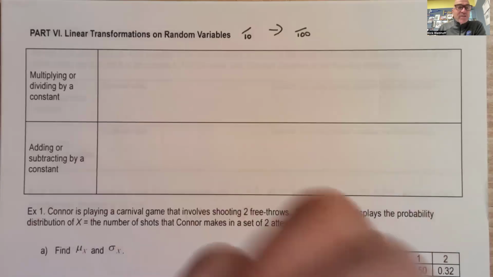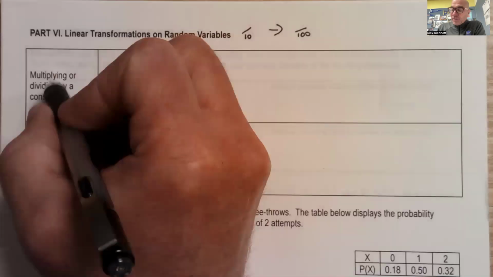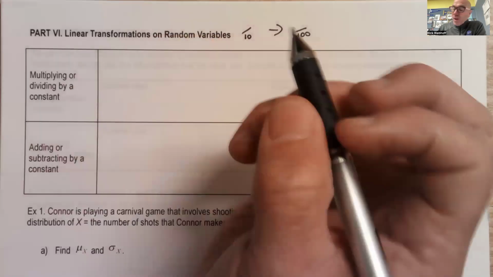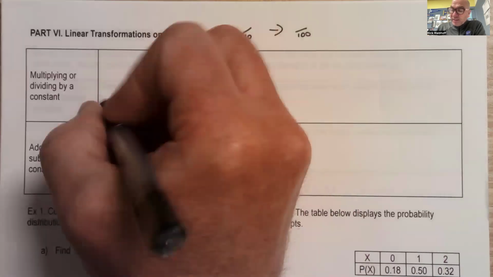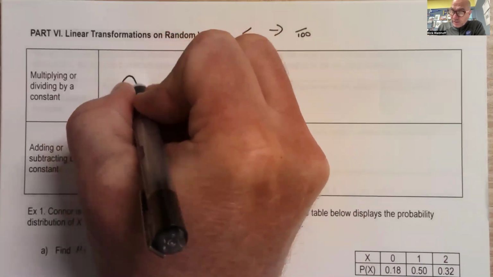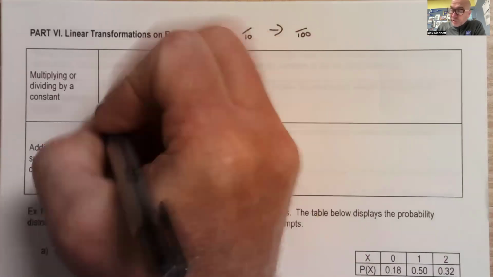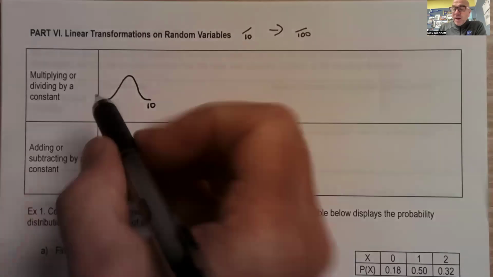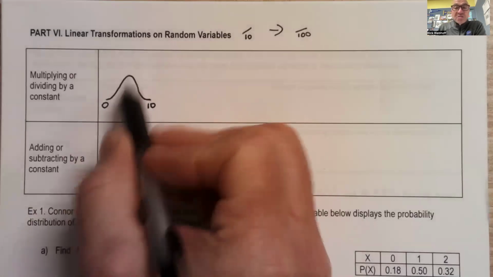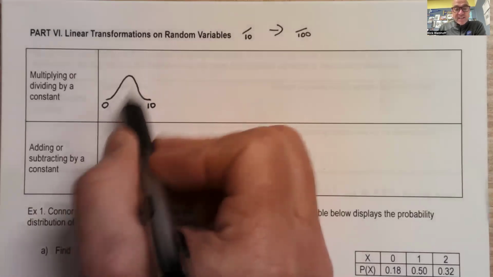So let's see what happens to a distribution. What happens if we multiply or divide by a constant? So we'll start with the multiplying. Let's say my distribution looked like this. This is called a normal distribution. We'll talk about that later, a normal-ish shape, bell-shaped curve. So right now I've got 0 to 10. I've got mostly 4s and 5s and 6s, right?